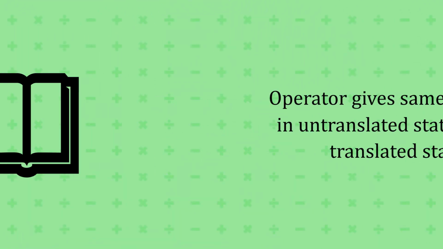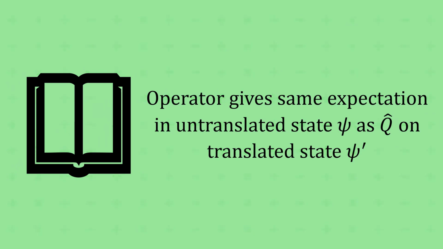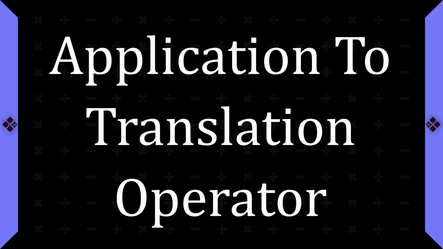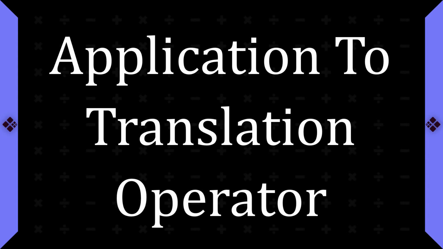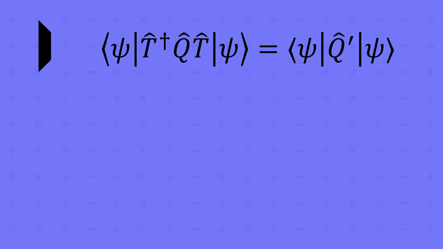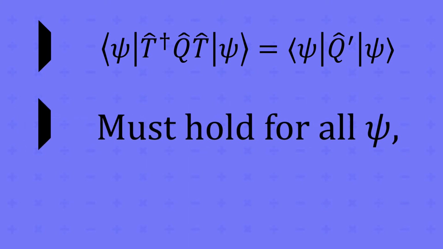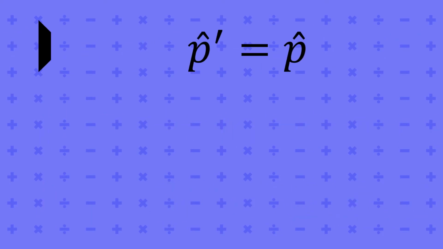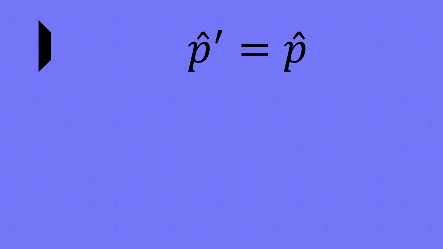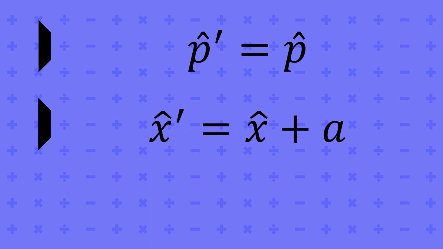Now, we'll consider how operators transform. The transformed operator q hat dash is defined using this equation here, i.e. it is the operator that gives the same expectation value in the untranslated state psi as does the operator q hat on the translated state psi dash. Now, let's apply this to the translation operator. We can show this equation here, and because this must hold for all psi, we have that q hat dash is equal to the Hermitian conjugate of the translation operator on q hat on the translation operator.